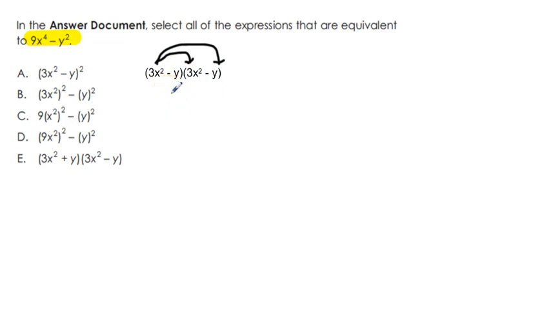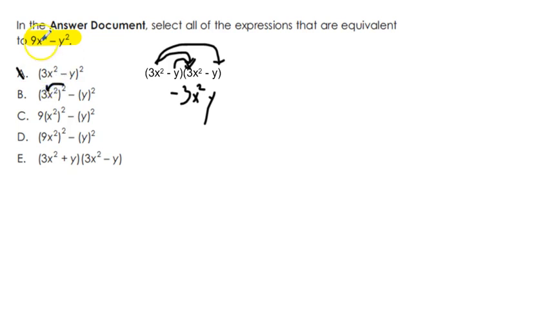You're going to have negative 3x squared y as a term, and you're going to do it again when you do your inner. You're going to have it again. They're both negative. You're going to have another one. So that's not correct.